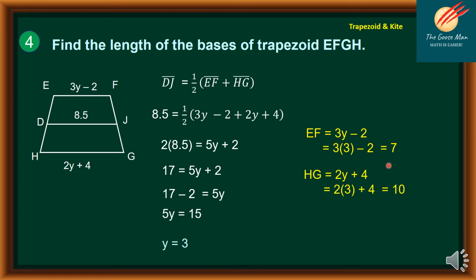Next, HG is equal to 2y plus 4. So we have 2 times 3 plus 4. So we have 2 times 3 is equal to 6 plus 4. So therefore, the final answer is equal to 10.